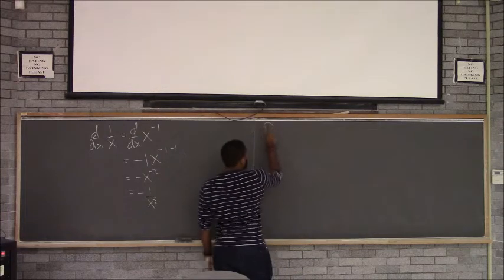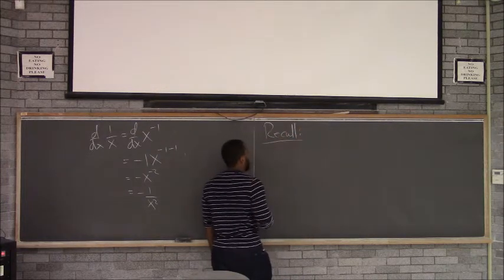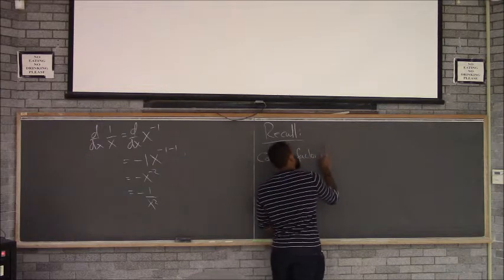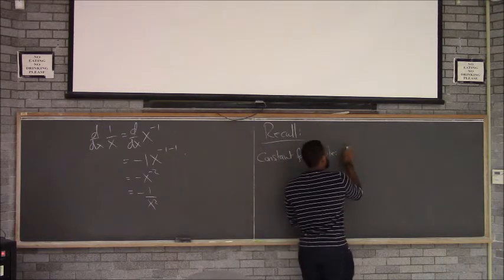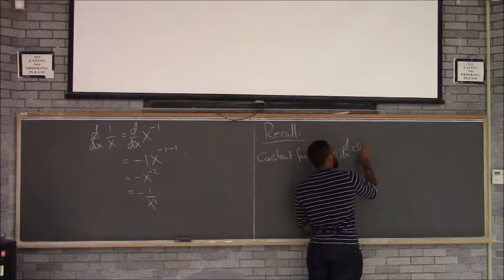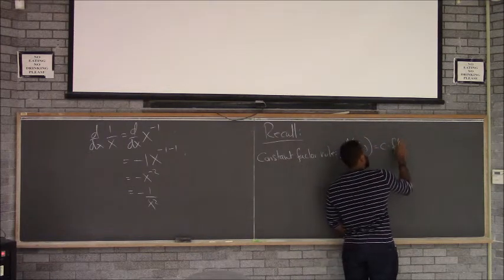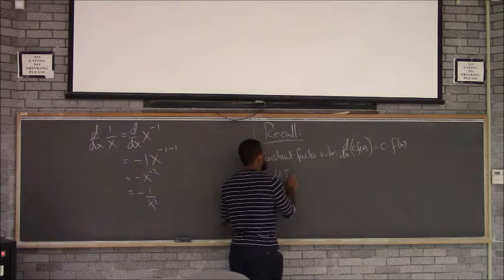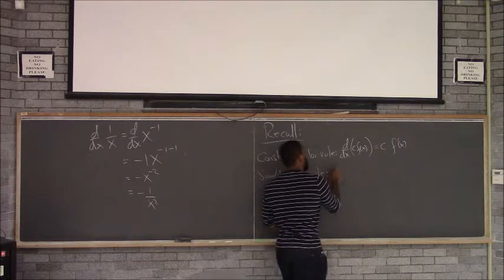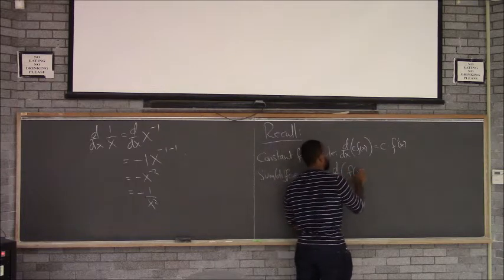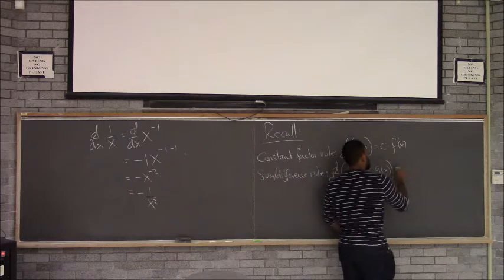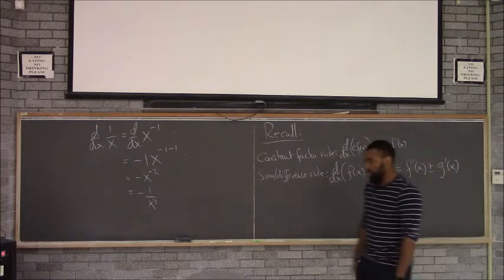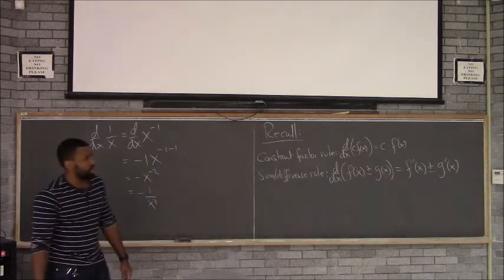Now, recall also last time, we had what was called the constant factor rule. This was the one that says if I take a derivative of a constant times a function, the answer is the constant times the derivative of the function. And we also had the sum rule, sometimes called the sum difference rule. This is the one that says the derivative of a sum of functions is just the sum of the derivatives. So we know how derivatives deal with constant multipliers and sums.